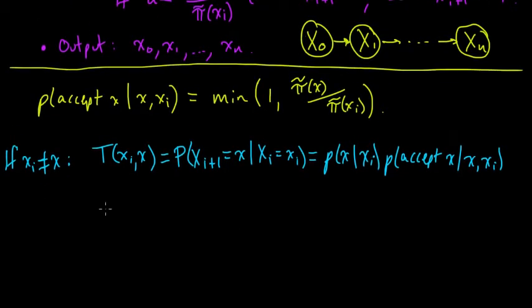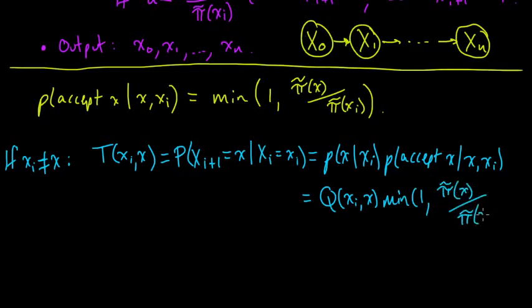So let's write in what this equals. This equals q(xi, x) times this thing, min(1, pi tilde of x divided by pi tilde of xi). Okay.